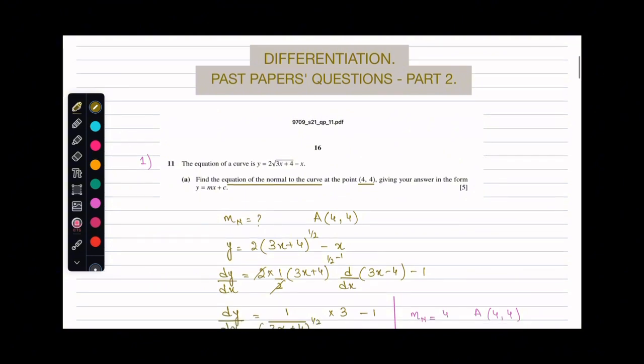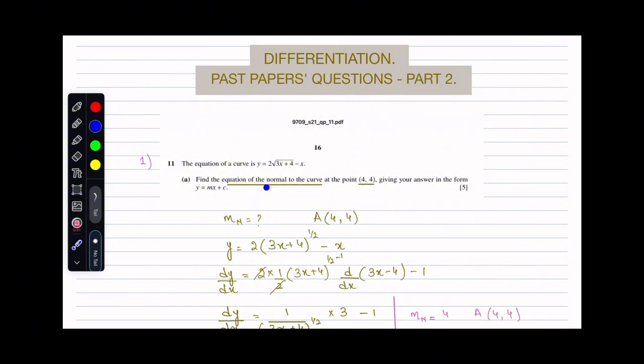The first question that I have chosen is from Summer 21, paper 1, variant 1, and it's question number 11 in the paper. It says that the equation of a curve is y equals 2 square root of (3x plus 4) minus x. Part A says find the equation of the normal to the curve at the point (4, 4), giving your answer in the form y equals mx plus c.